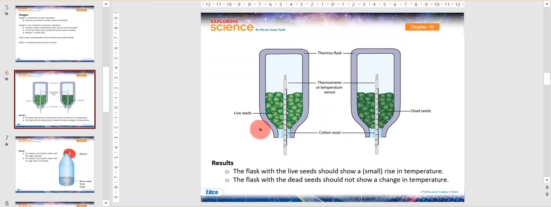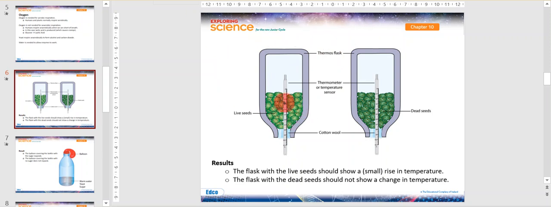And then what you have is you have dead seeds, and then you have live seeds, and you put them into the thermos. You put in the thermometer so you can measure the temperature, and then you seal this up here on either side, so that it keeps the heat inside within the flask. And what you want to do, so you're going to start off, they're going to be at the same temperature, and then over time, you can monitor and see if there's any change in that temperature. So remember, because they're inside flasks, the temperature isn't being influenced by the outside temperature.